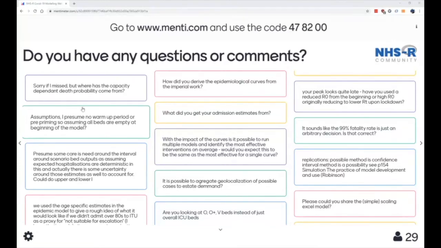So the next question looks around the assumptions on the discrete event simulation. There's no warm-up period or pre-priming, so that's an assumption that all of the beds are empty at the beginning of the model. Yep, that is right. All of the beds are empty and all of them are available for COVID-19 admissions are the assumptions here.